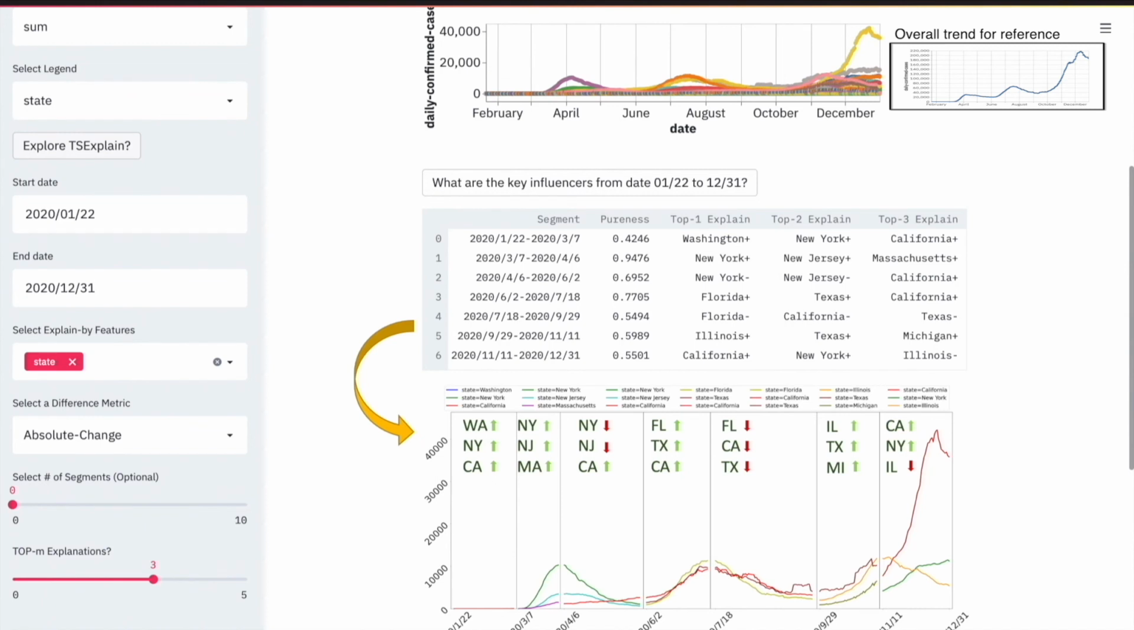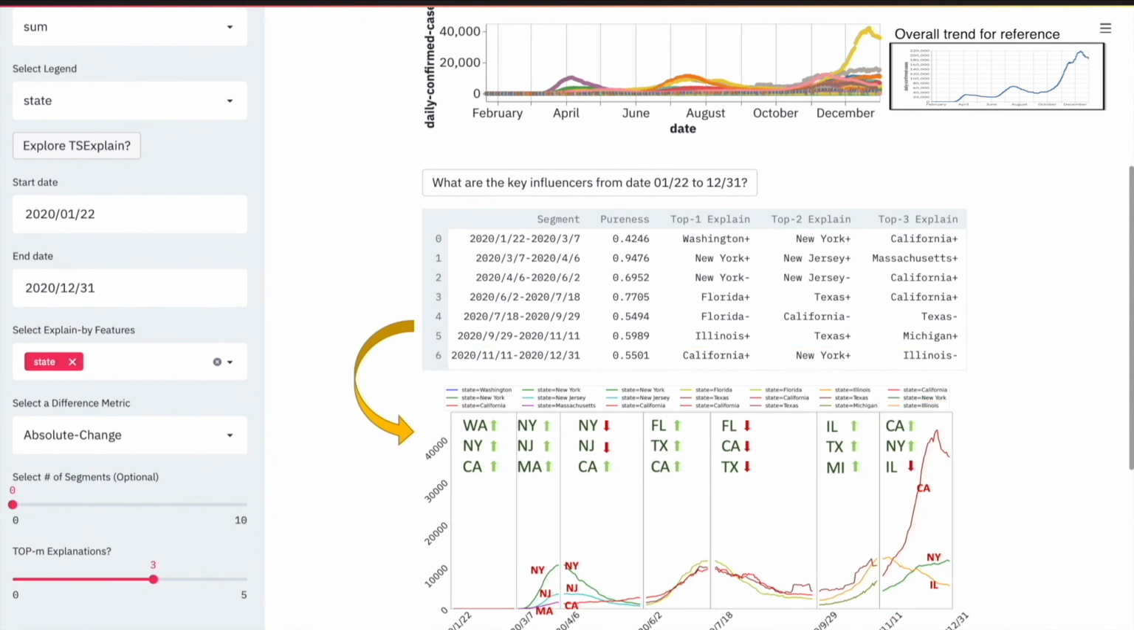Specifically, from 2020 March 7th to 2020 April 6th, New York, New Jersey, and Massachusetts' rise contributed to the overall rise in the US, while from 2020 April 6th to 2020 June 2nd, New York and New Jersey declined dramatically. TSExplain captures an interesting pattern that California starts to rise. During holiday season 2020, the last segment, California and New York surge again while Illinois declines.